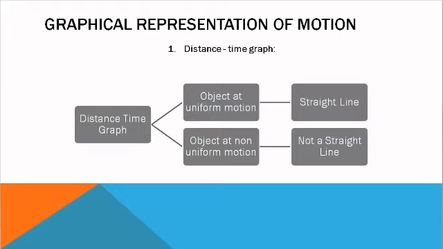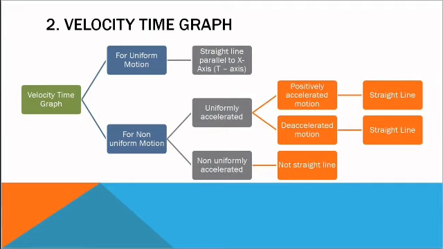We have then gone to the graphical representation of motion. The first distance time graph we have already learned before. We have found that for uniform motion the graph is a straight line, and for non-uniform motion the graph is not a straight line. Then we have gone for the graphical representation of motion, that is for velocity time graph. In velocity time graph we have learned only up to the uniform motion. So up to uniform motion we have found that the graph is a straight line which is parallel to the time axis. The next class we will be learning about the graph for non-uniform motion.